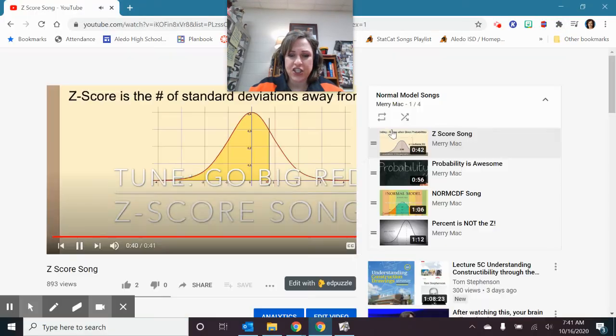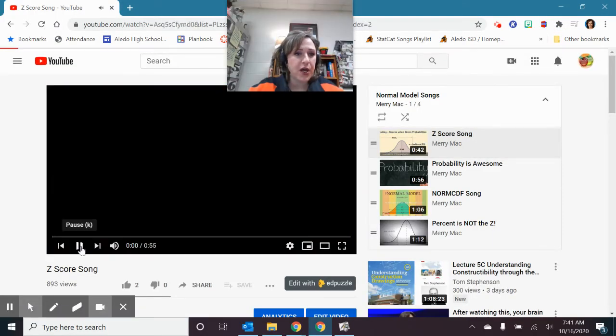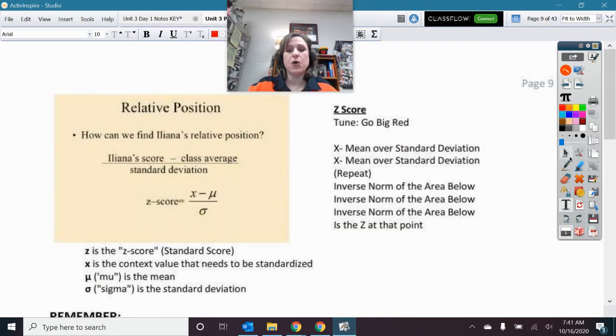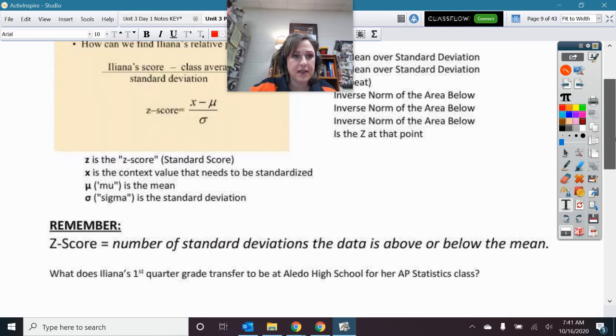So we're not going to be getting to that inverse norm of the area below today. Okay, that'll be at a later point. Okay, so let's do that.